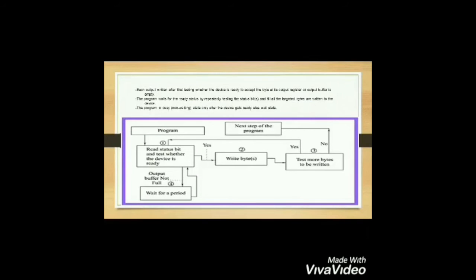In this illustration, you will see in number 1 that the output is written after first testing whether the device is ready to accept the bytes, that is, its output register or output buffer is empty. In number 4, the program waits for the ready status and repeats testing the status until all the targeted bytes are written to the device. Lastly, the program is in a busy state after the device gets ready, else it waits.